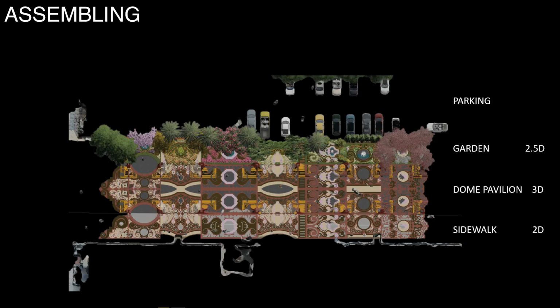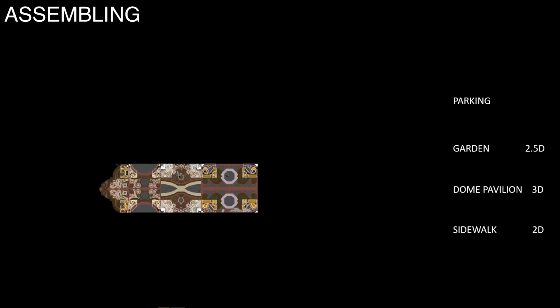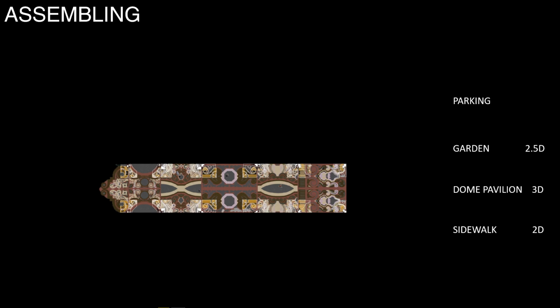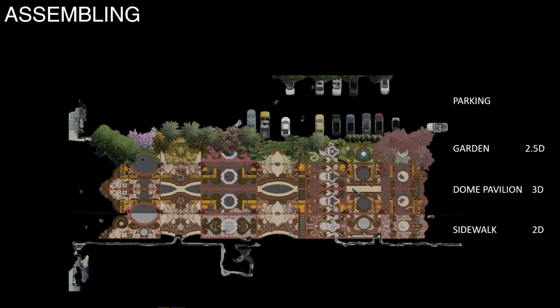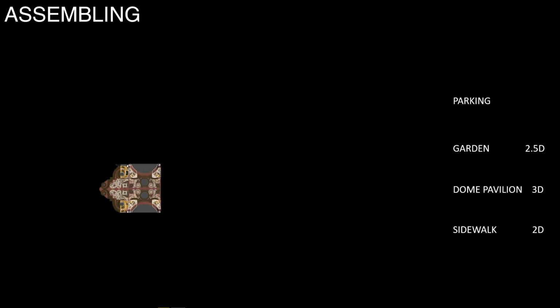And the final step is assembling the 2D pattern, 2.5D shapes, and 3D forms of the different components. The logic follows the array method from the original neighborhood. To be specific, different components share the same borders and edges.